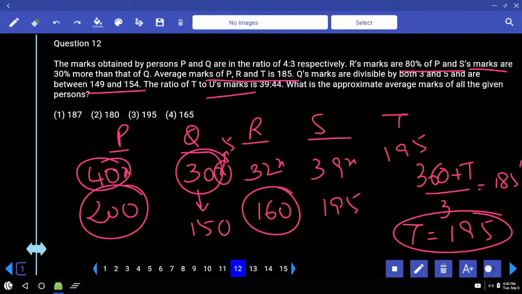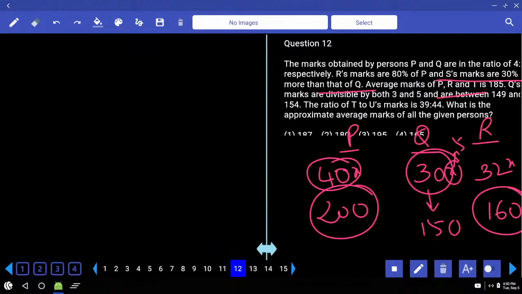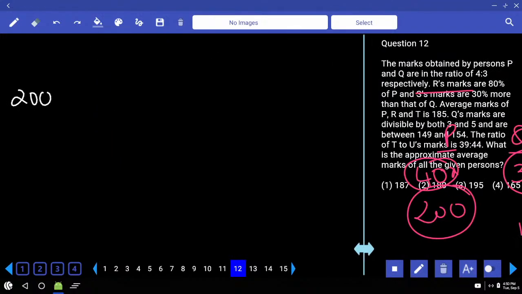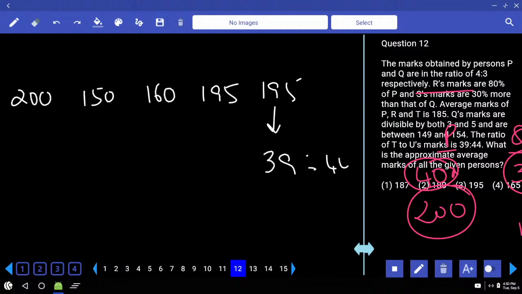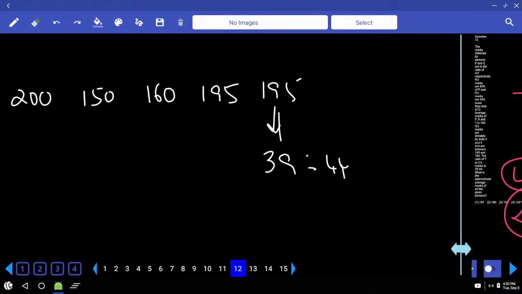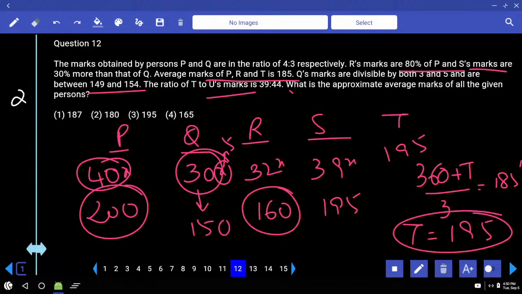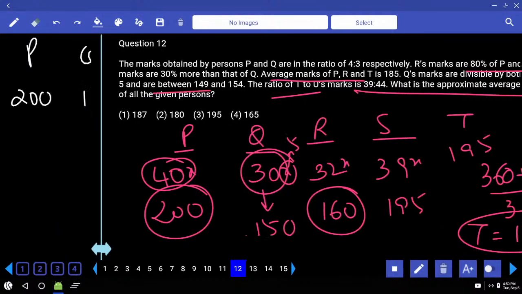T and U are in the ratio 39:44. Here P is 200, Q is 150, R is 160, S is 195, T is 195, and they are in the ratio 39:44, isn't it? So obviously 5 times, this will be 5 times 44, 220. P, Q, R, S, T, U. He is asking for the approximate average marks of all the given persons.